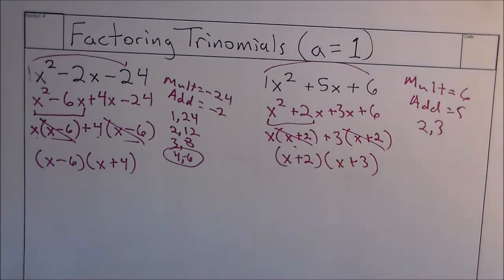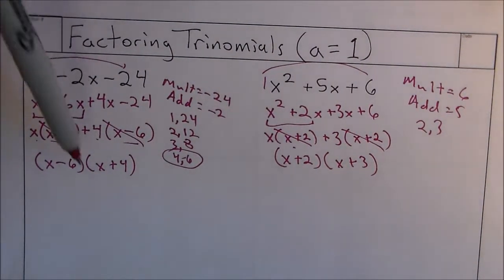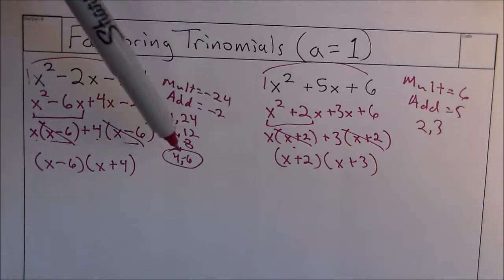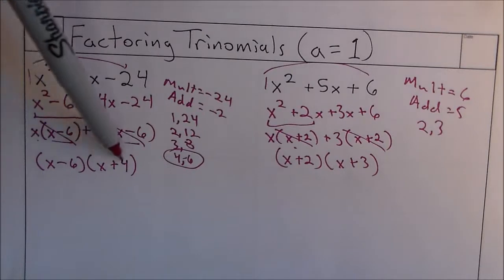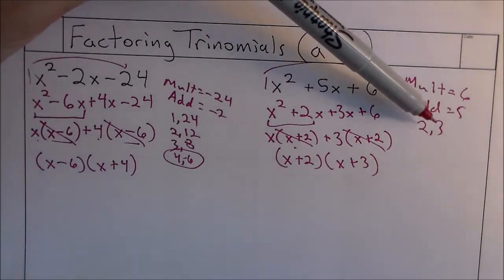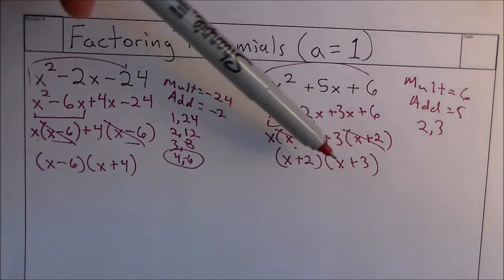Now, let's look at what we did. Started here, ended here. Notice how the two numbers that we chose, negative 6 and 4, became the numbers at the end. Same here. 2 and 3 became the numbers at the end.